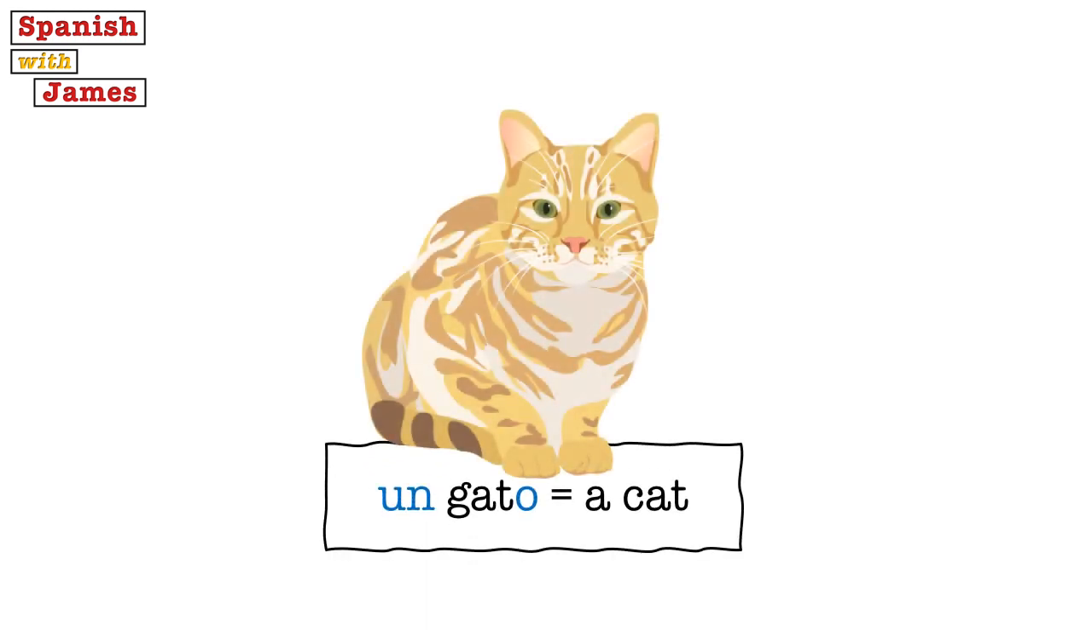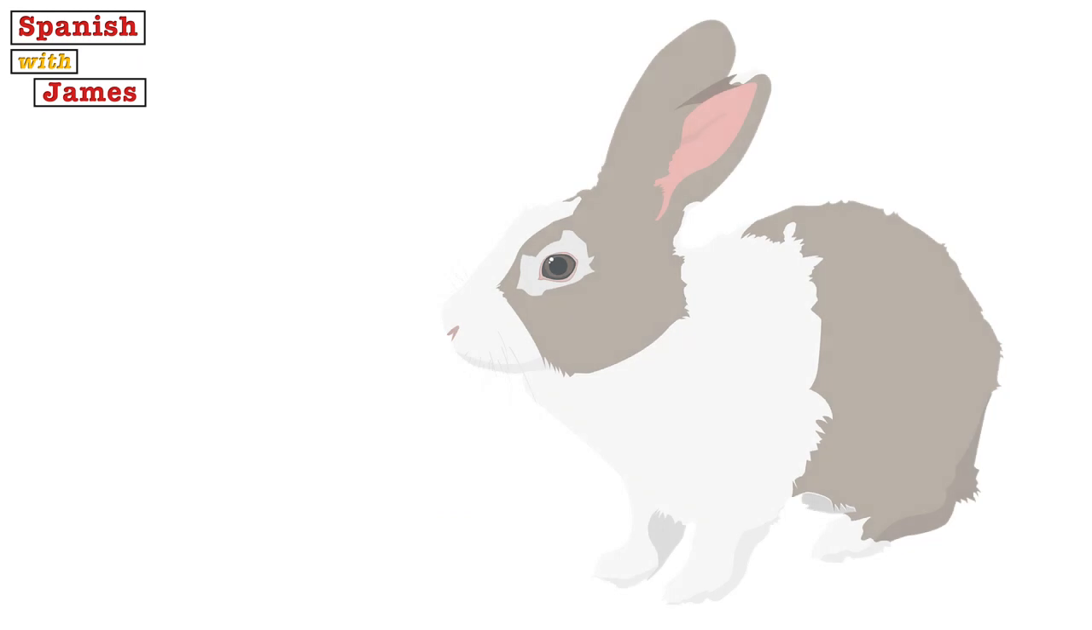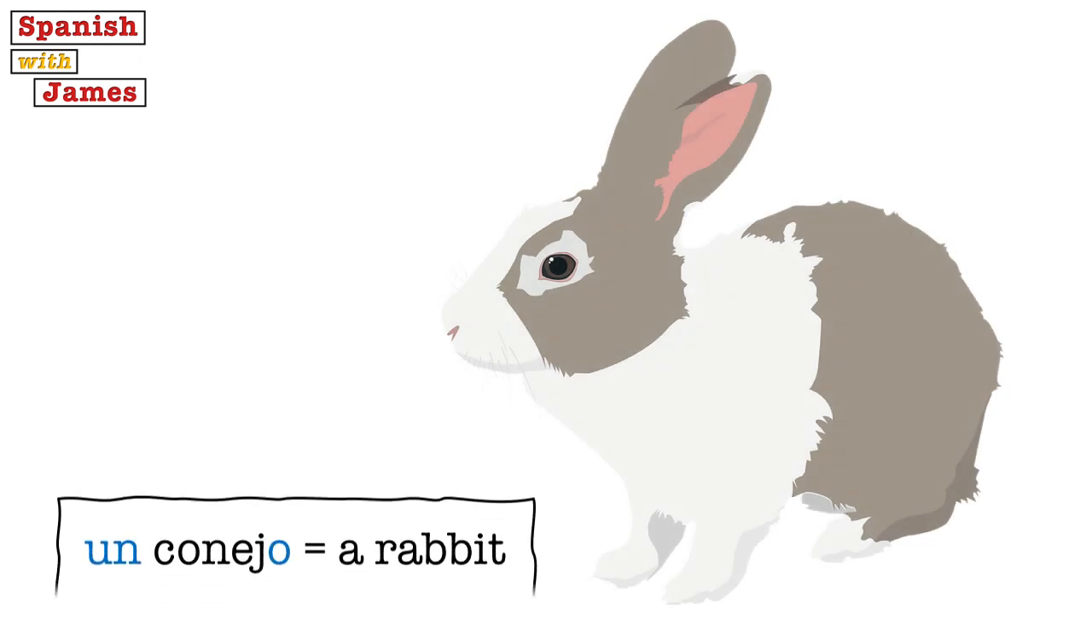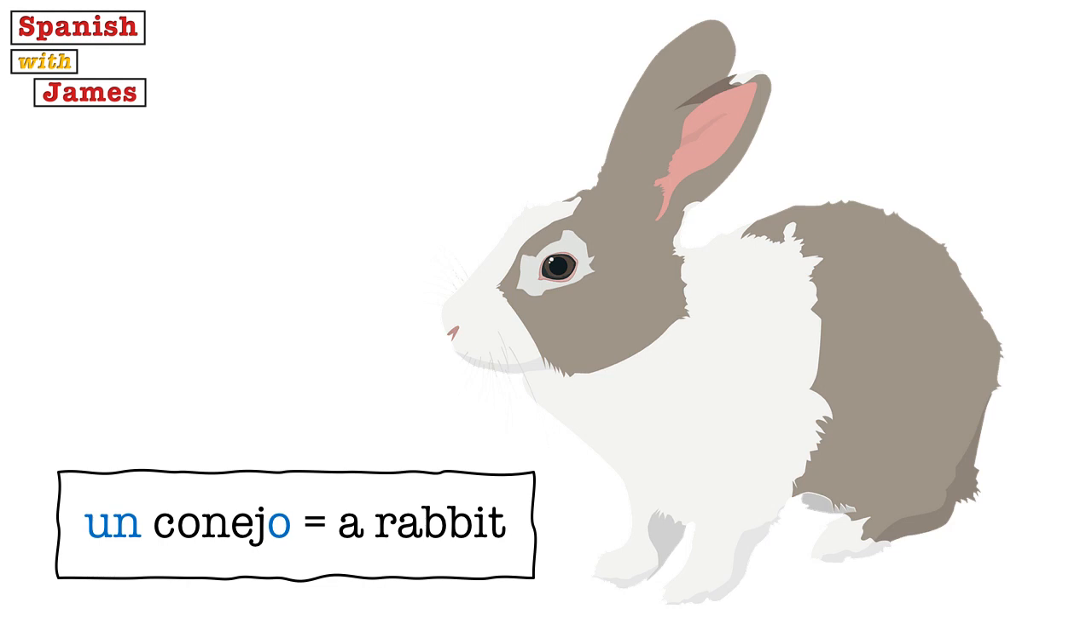Un gato. Un gato significa a cat. Again, it's a masculine word ending in o and with un, which is the masculine article for a. A rabbit en español se dice un conejo. A rabbit, un conejo. So that J is a j sound. Un conejo. Again, es masculino.